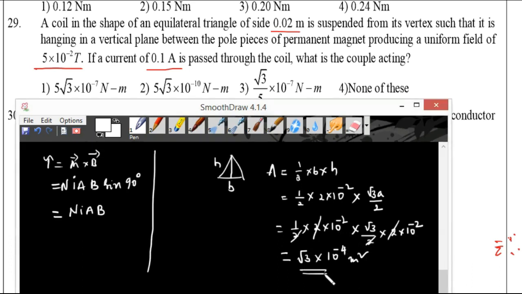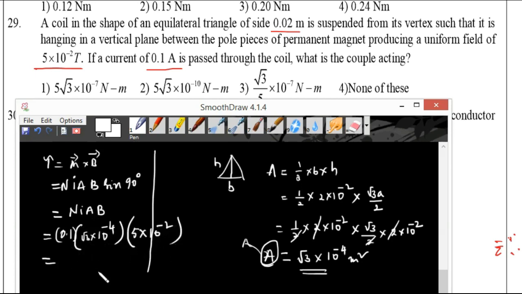Now I'm going to substitute this area value in this. N number of turns is 1, so current value is 0.1 into area is root 3 × 10 power minus 4. B value is 5 × 10 power minus 2. Just have to multiply this value. So we get 5 root 3 × 10 power minus 7 Newton meter.